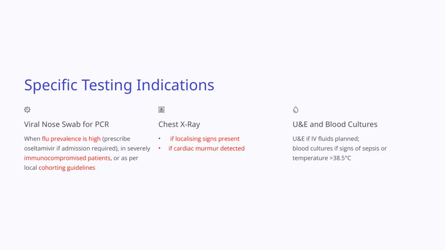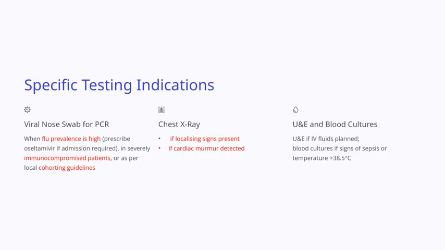First up, the viral nose swab for PCR. We typically recommend this when flu prevalence is high, especially if the patient requires admission. In such cases, prescribing oseltamivir can be very effective. It's also important in severely immunocompromised patients, where identifying the virus quickly can really guide management. Additionally, local cohorting guidelines may suggest testing, so always be aware of those.